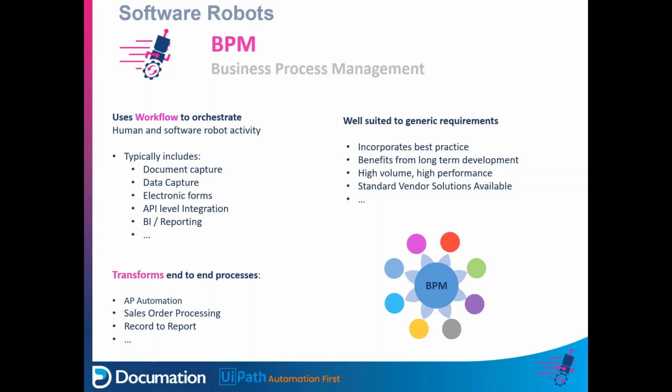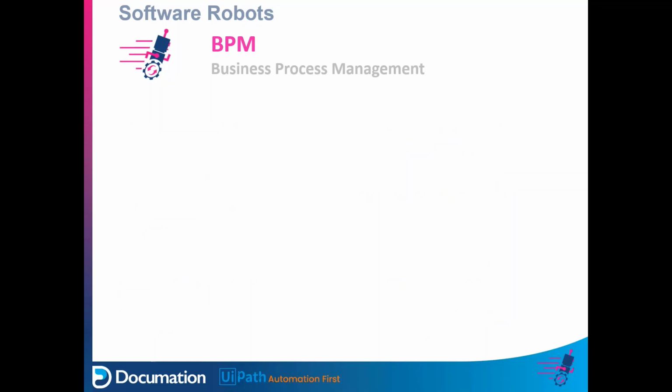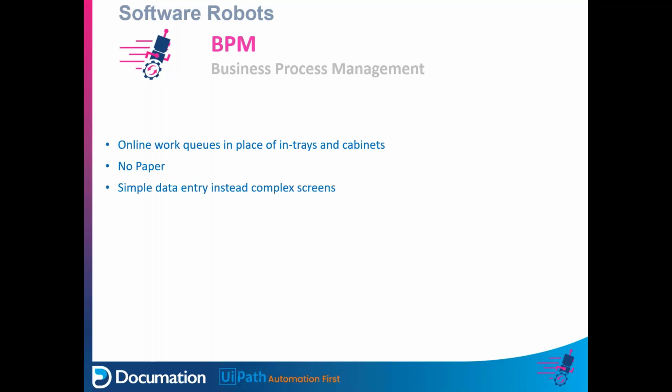So BPM is a way of transforming process, and where possible, it replaces human tasks, human activity with software robots. And those software robots tend to run silently on computers in your IT server room, automating tasks such as reading and matching invoices, posting transactions to your finance system. And where humans are required to handle exceptions, it makes human actions easier as well by doing things like replacing in trays and cabinets with online work queues. Of course, it rids us of paper.